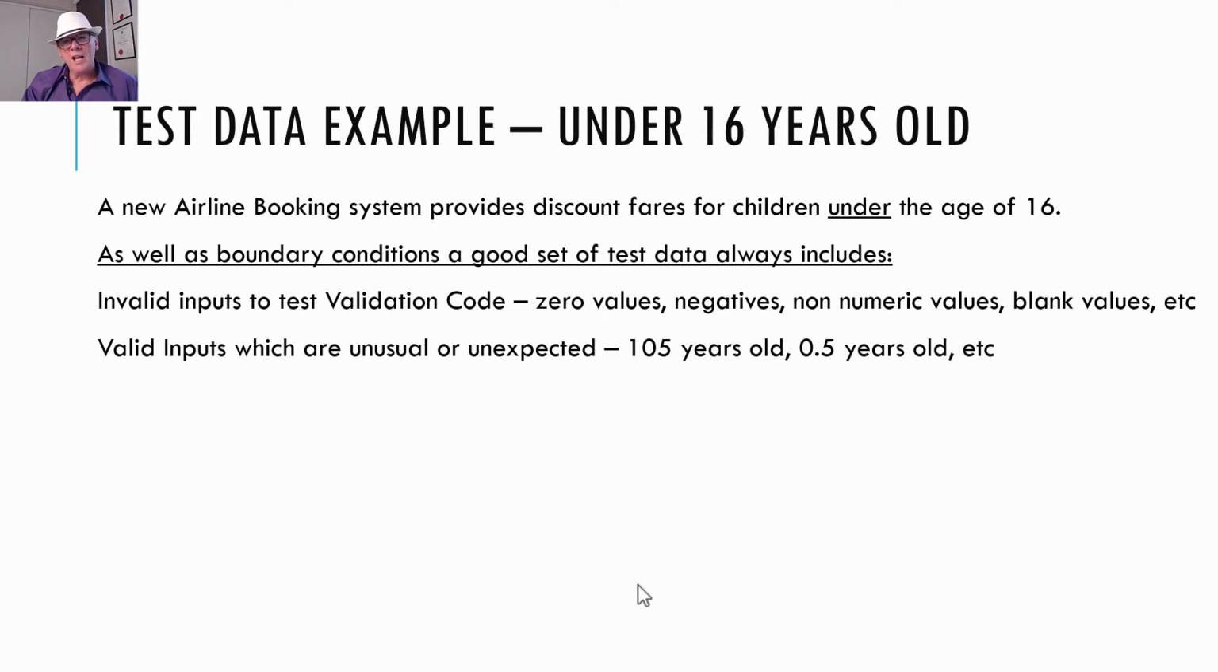And then also go for the really unusual or unexpected values, like someone's 105 years old or 0.5 years old, and you're thinking, hang on, 0.5 years old, what's that all about? And how does someone live to be 105?